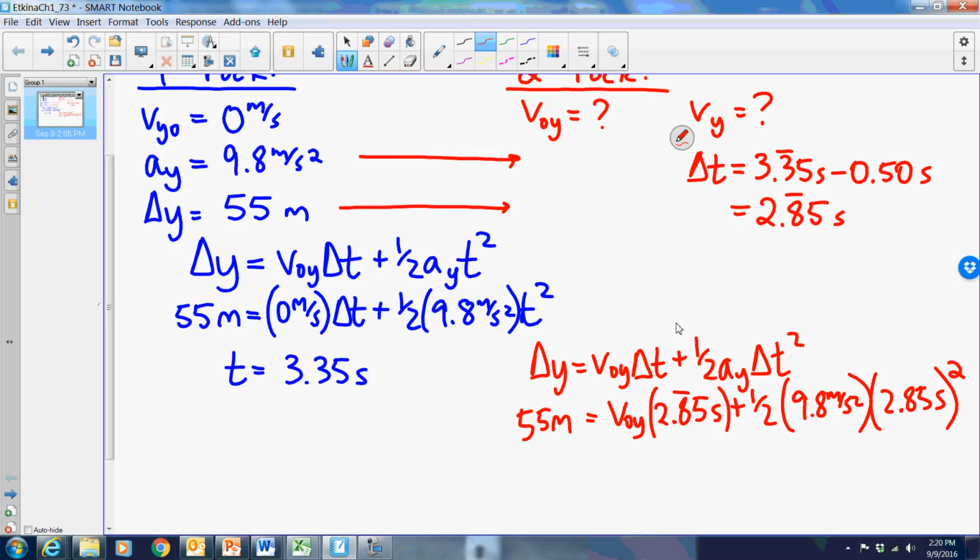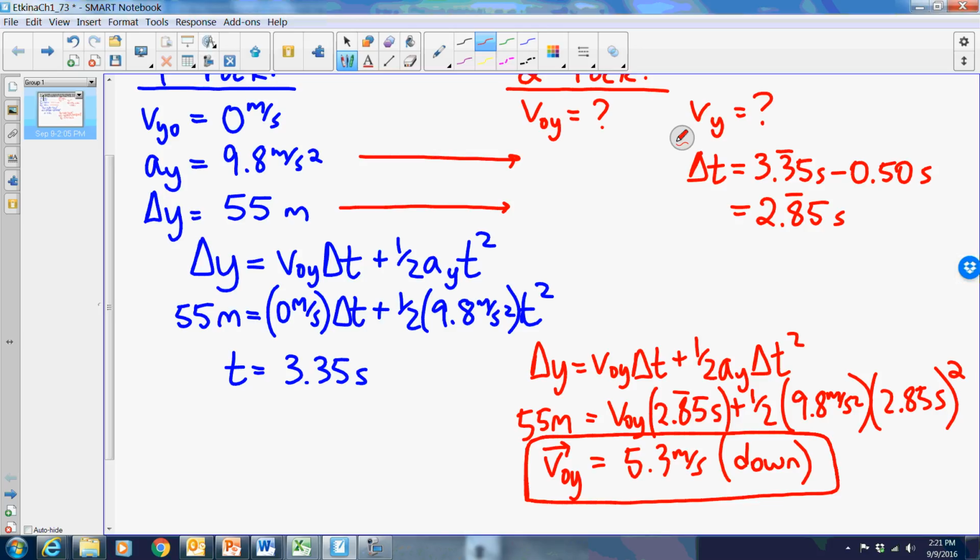Okay, and then I'm simply solving for Vy naught, which I get to be 5.3 meters per second. And because velocity is a vector, technically I should be drawing arrows here, and that is thrown down. So Galileo's going to throw that down quite quickly, and we're done.